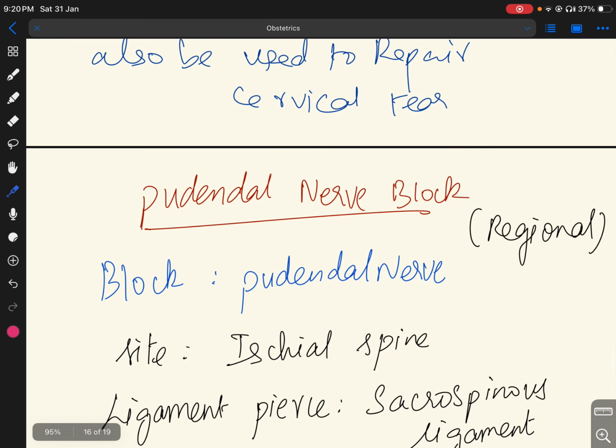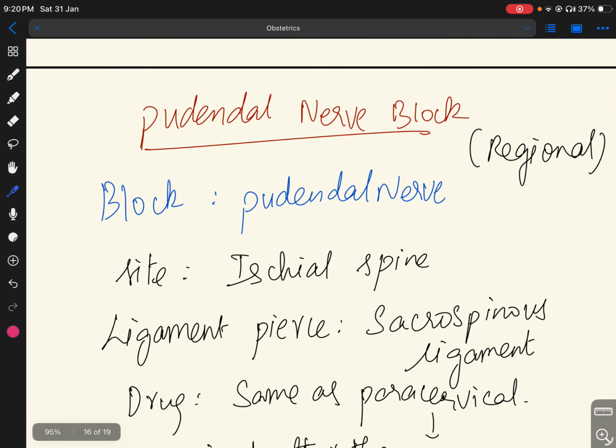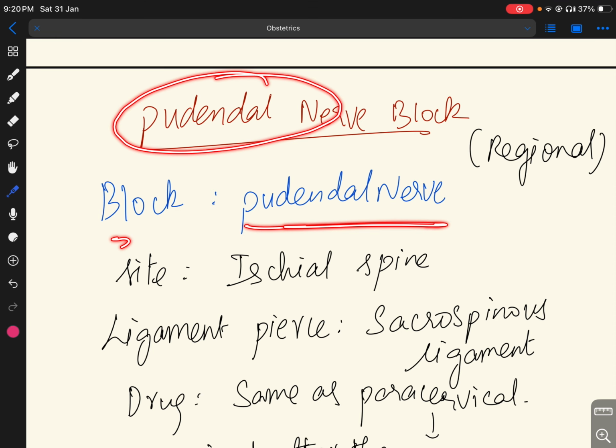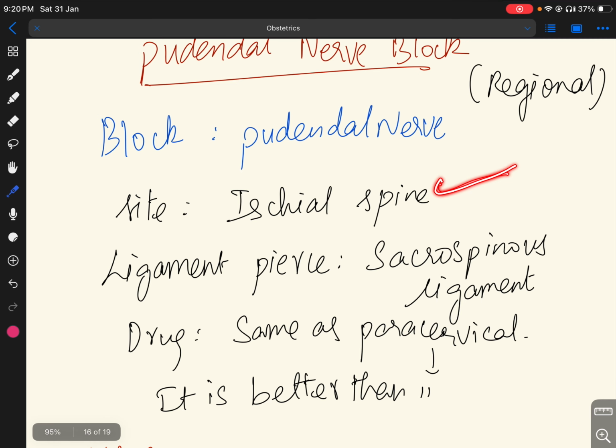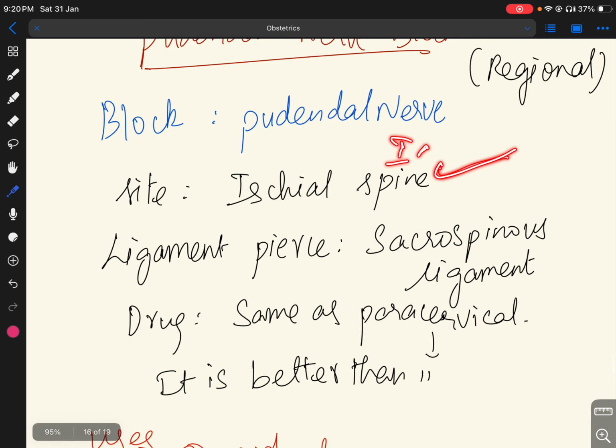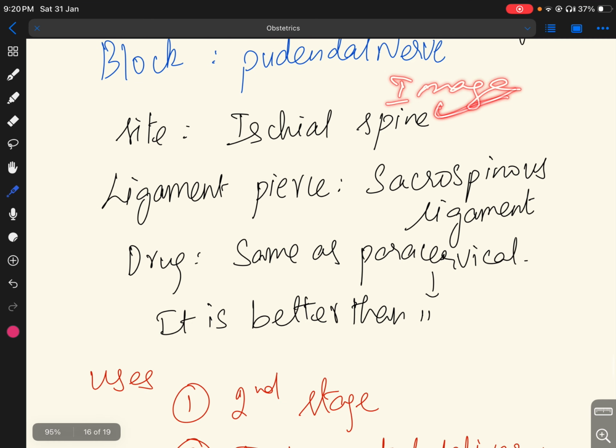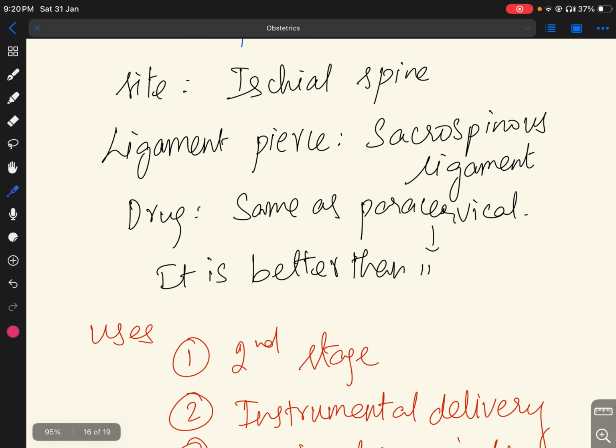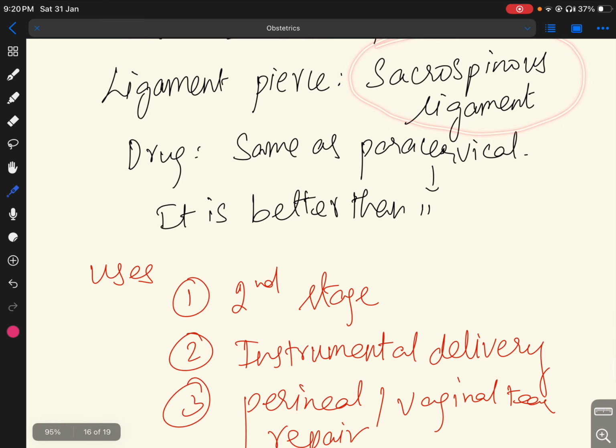Now moving on to the pudendal nerve block. So obviously, as the name suggests, we have to block the pudendal nerve. The site is the ischial spine. They can even ask image-based diagrams based on this. What is the ligament? That is the sacrospinous ligament. The drug is the same as paracervical, that is lidocaine.